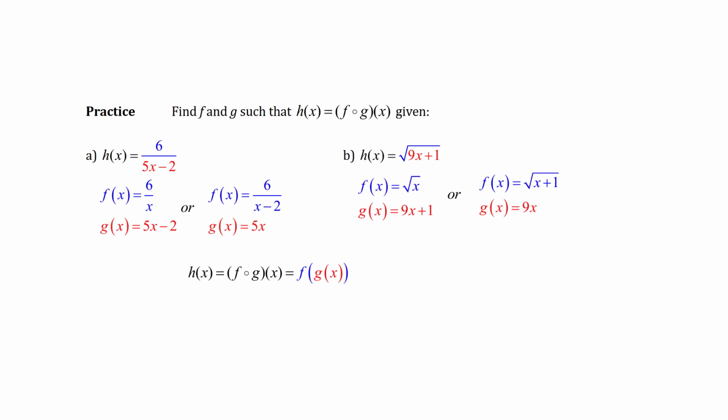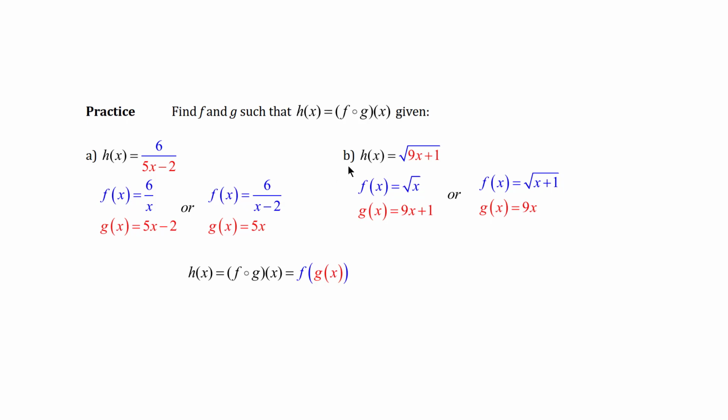Alright, so let's go over the solutions. For part A, you could have gotten f of x equals 6 over x, and your g of x could be 5x minus 2. You can see here, if we do the composition of f and g of x, we take 5x minus 2, plug it in for x in the function f, and then we get the equation for h of x. We could also have f of x equals 6 over x minus 2, and g of x equals 5x. If we do the composition of f and g of x, we take 5x, substitute it in for x in the function f, and then we get the equation for h of x. So this works out as well.